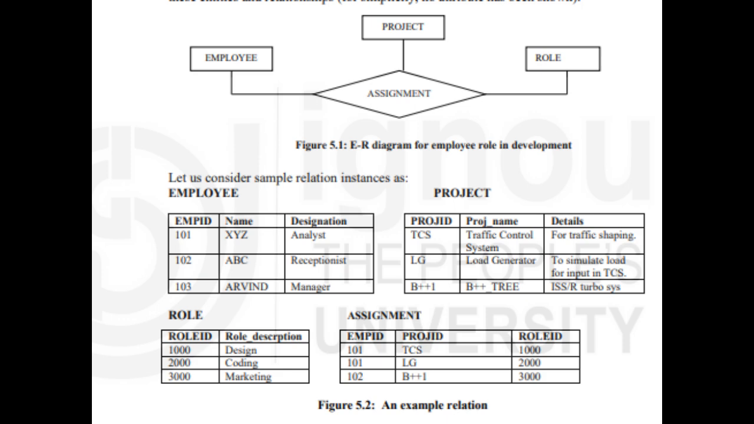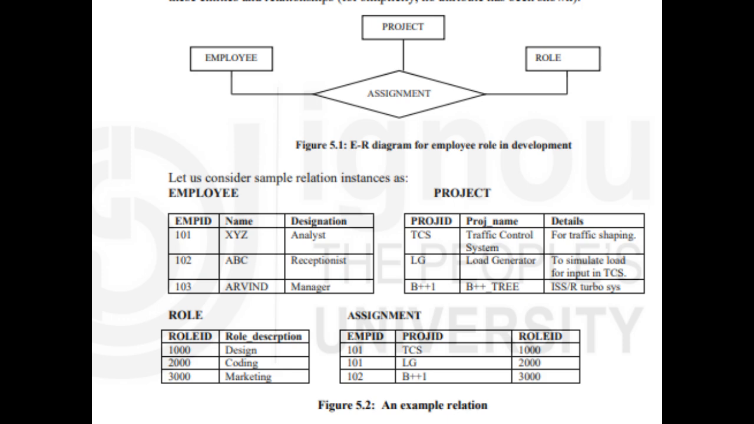As you can clearly observe, you can identify the complete instance of the entity set employee through the attribute empid. Thus, empid is the primary key of the relation employee. Similarly, projno and role_id are the primary keys for the relations project and role respectively.